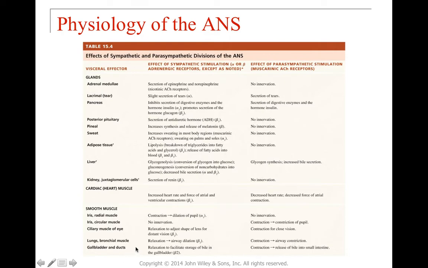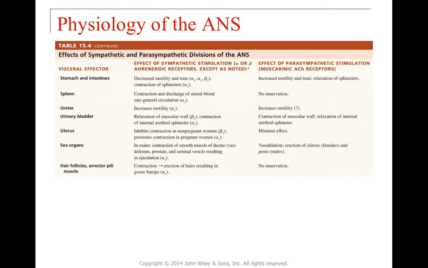And in terms of the gallbladder and the ducts, we will end up with a relaxation to facilitate the storage of the bile in the gallbladder as opposed to releasing it into the small intestines, which occurs during parasympathetic, which makes sense because in this case we want to keep it in the gallbladder because we're not digesting. That's sympathetic, whereas release of the bile into the small intestines will be part of digestion, which is part of the rest and digest or parasympathetic responses. All right, I know there's a lot. We're almost done here, or at least with this section.